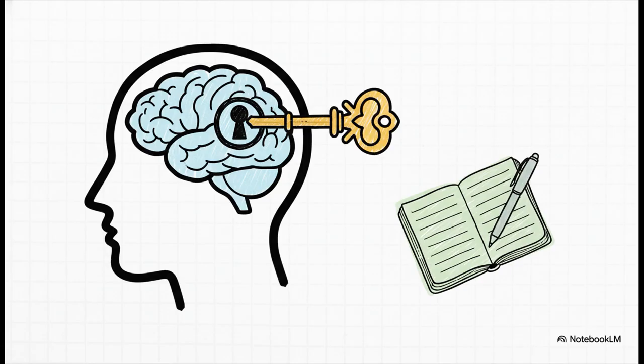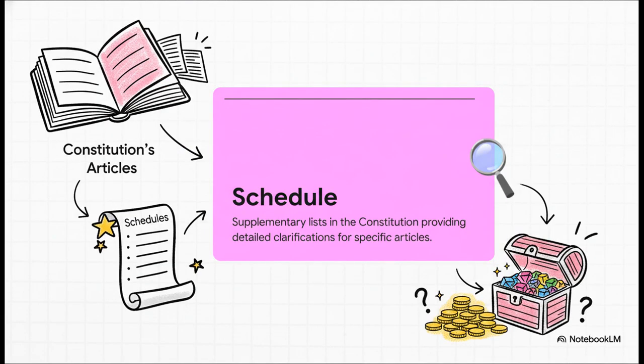Ready? Let's do this. Okay, first things first, what even is a schedule? The easiest way to think about it is like this. If the Constitution's articles are the main chapters of a book, then the schedules are like the appendices at the very end. They're packed with all the detailed lists, tables, and extra information that the chapters refer to. And it's that nitty-gritty detail that makes them a gold mine for exam questions.